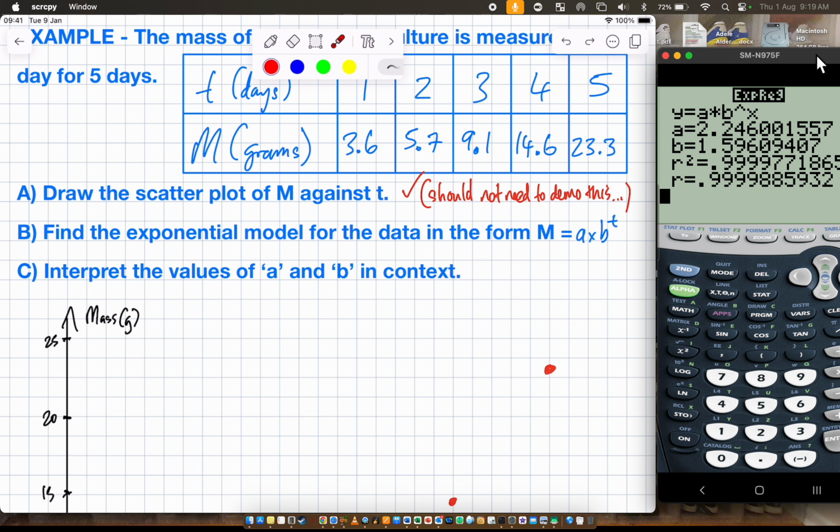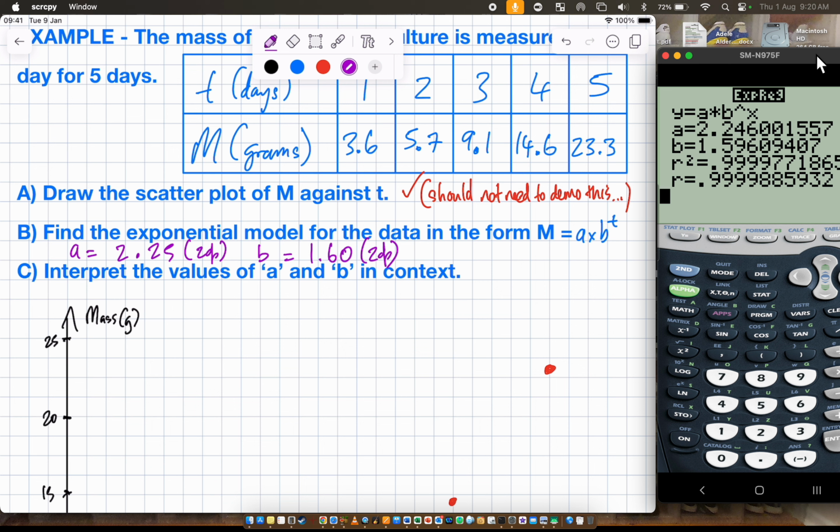That is telling you that the model, the A is 2.25 to 2 decimal points. B is 1.596. I'm looking at the 6. What's 6 going to do to the 9? Push it up by 1. So to 2 decimal points it's going to be 1.60.